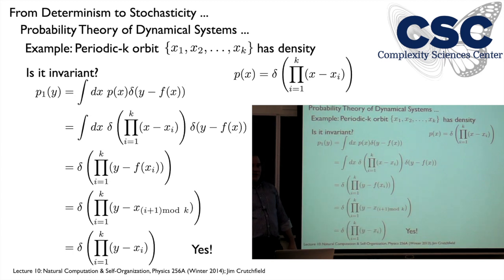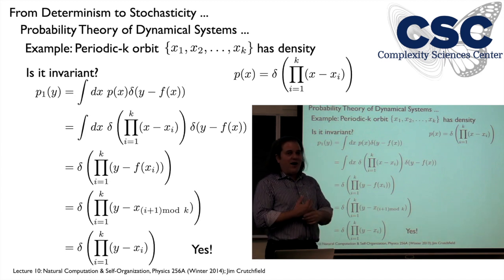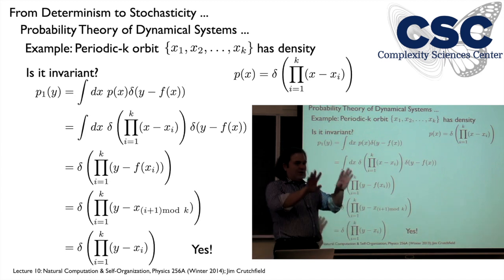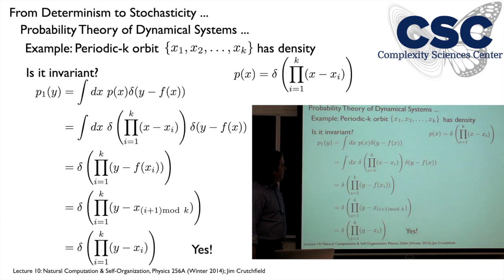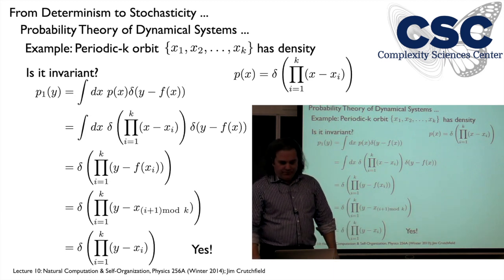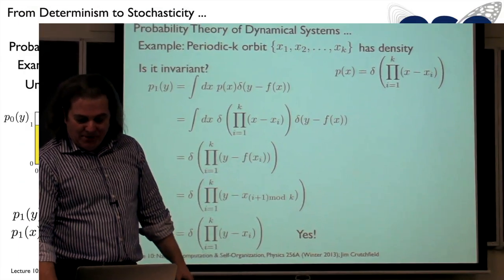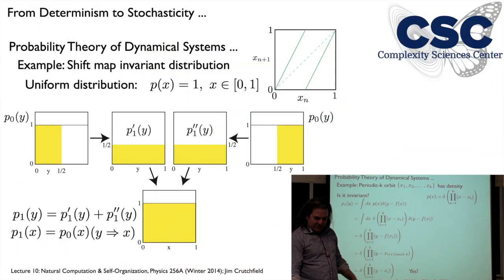So again, this is sort of a contorted way of proving the obvious, but at least it works. So in other words, we had these k spikes, and under one iteration, they moved around each other, but came back to itself. So that's maybe a simple case, but at least it shows how you can prove invariance.